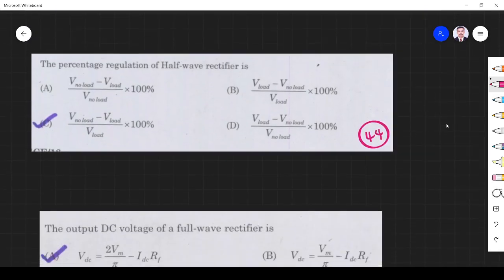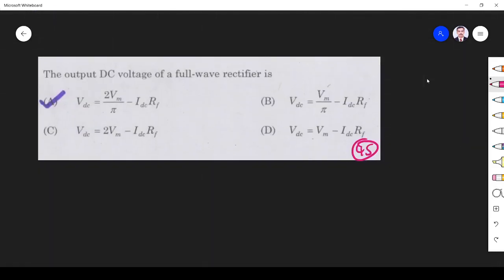Okay. Next one. The percentage regulation of a rectifier is V no load minus V load, divided by V load, times 100%. So option C is the right answer. Next. The output DC voltage of a full wave rectifier is, these are all direct questions, VDC is equal to 2Vm by pi minus IDC RF. So option A.